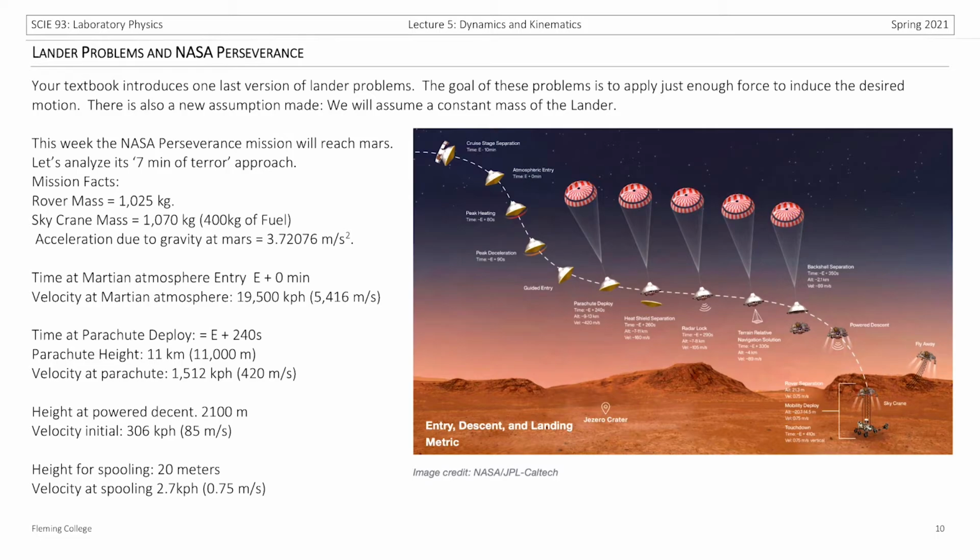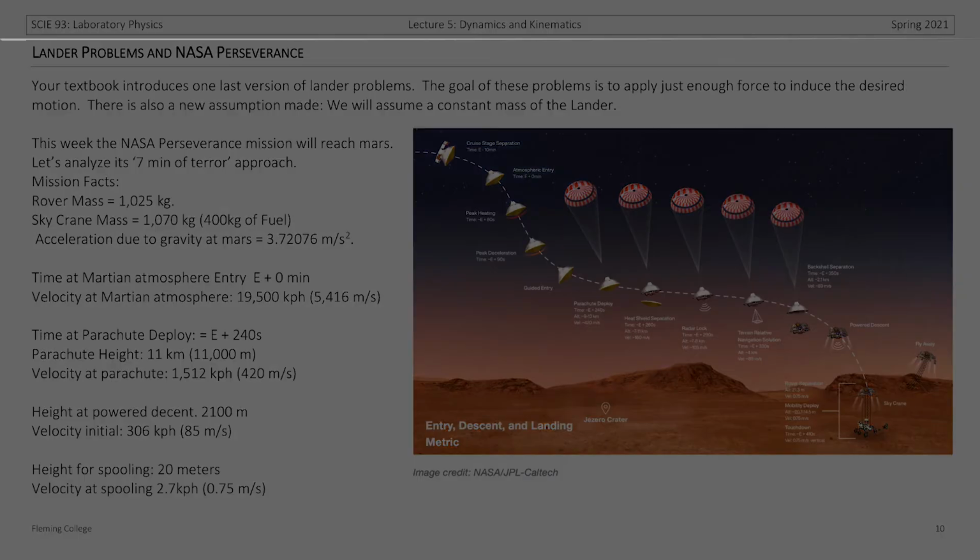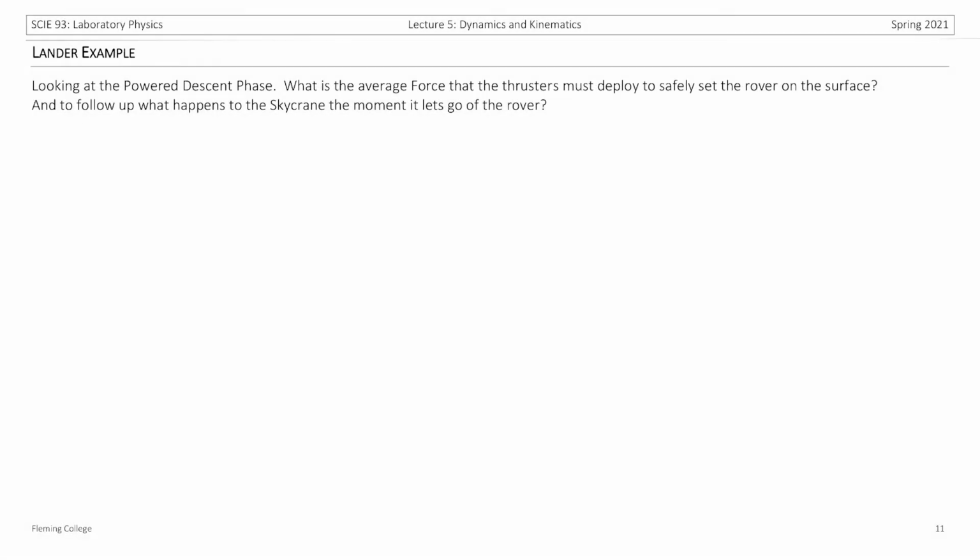We're going to use just that last powered descent stage to look at what the textbook refers to as lander problems. Lander problems are asking us to look at a situation and determine the force required to reach our desired motion. So we know what kind of motion we want, and now we're going to calculate the force, which is reverse to the previous types of problems. We still want to look at our system and draw a free body diagram.